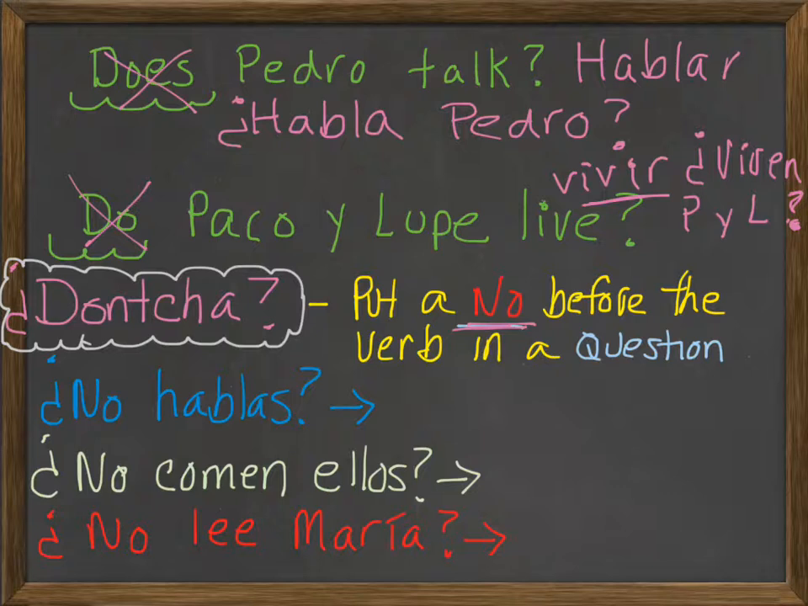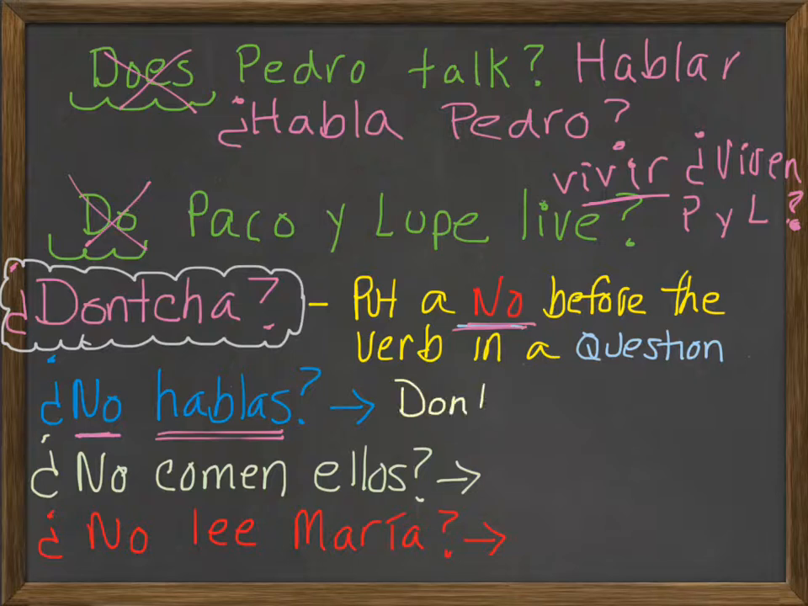Okay? So look down here. Remember, hablar means to talk, and here it is in the tú form. If I put a no here, it changes it from meaning "do you talk" to "don't you talk," okay? So if you put the no there, it changes it to "don't you talk." Here, I'll write it for you.